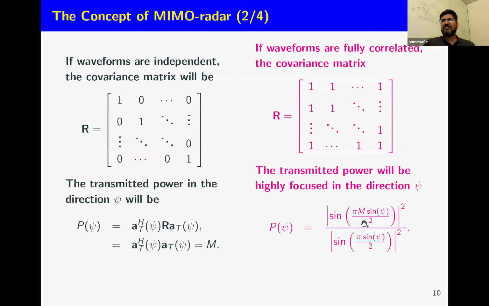And you know about this one, I think this is similar to the sinc, right? And the maximum value of this equation will be at ψ equal to 0. So this setup of the covariance matrix will focus the power in the 0 direction. Here I'm assuming that this is 0, and if I go on the right-hand side it is plus 90, and on the left-hand side it is minus 90. So if all the waveforms are fully correlated, I'm focusing my power in that direction, and very narrowly.